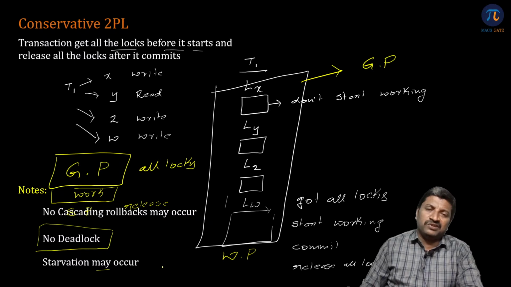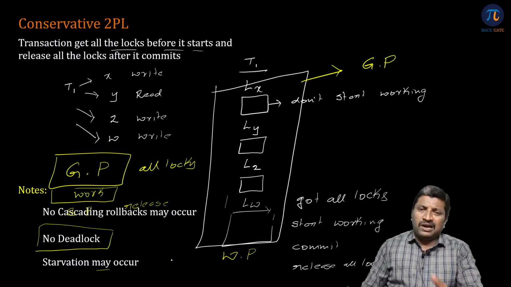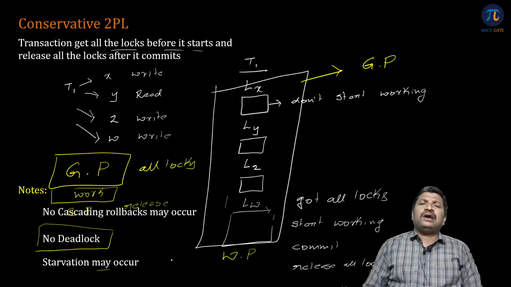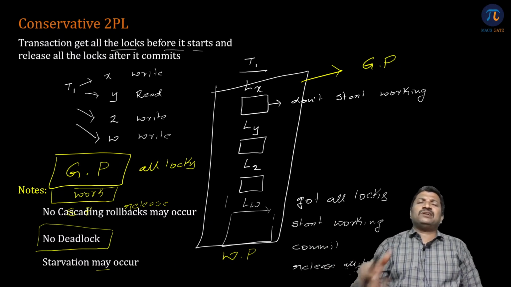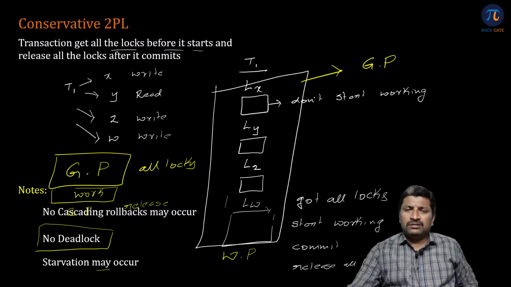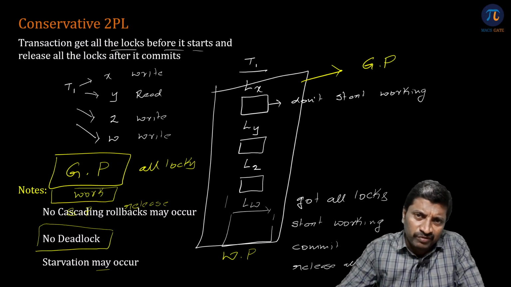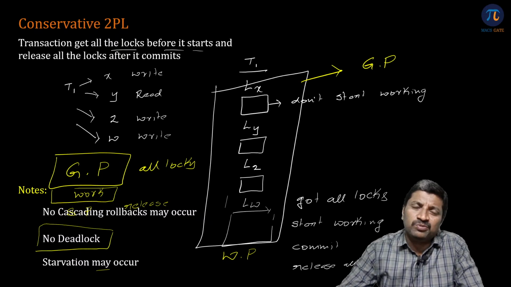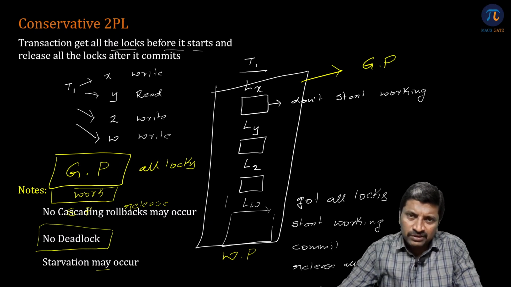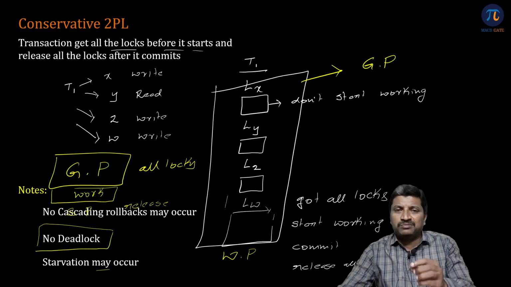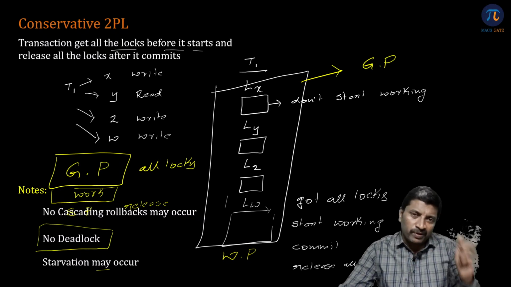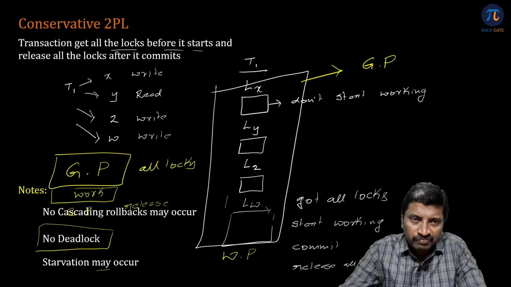Starvation may occur. What is starvation? Suppose I am waiting for W. I have all the locks for three items and I need only the lock for W. Everyone is coming, working on W and going. Since I am not getting W, I may need to wait or roll back so many times. So that is starvation: only one transaction is rolled back so many times. There may be many reasons. That is the meaning of starvation.